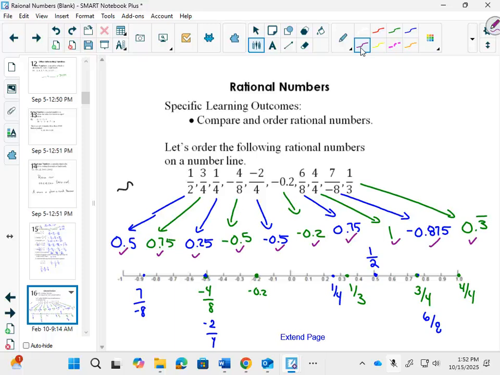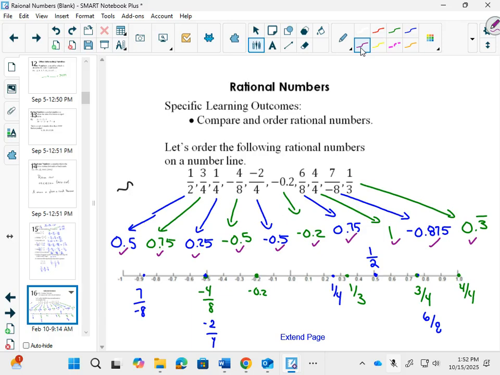Obviously, negative numbers are smaller than positive numbers. And we see that there's a couple of them that are exactly the same: 3 over 4 and 6 over 8. Does it make sense that 3 over 4 is the same as 6 over 8? When we did our adding and subtracting fractions, when we multiplied the top by 2 and the bottom by 2, you would get 6 over 8.